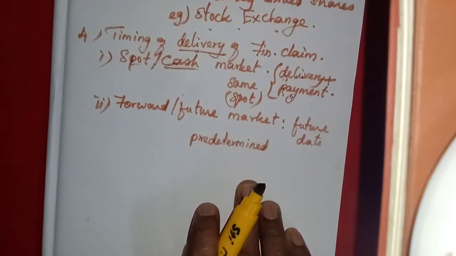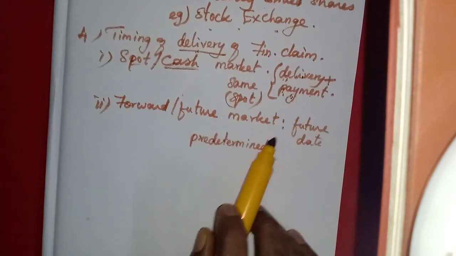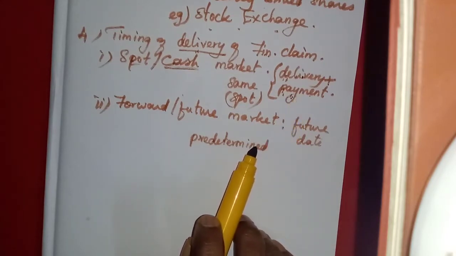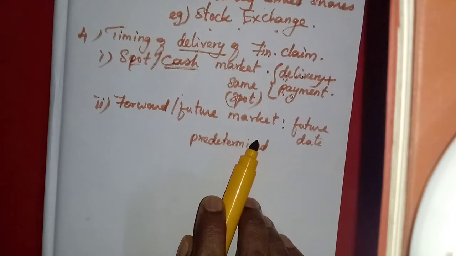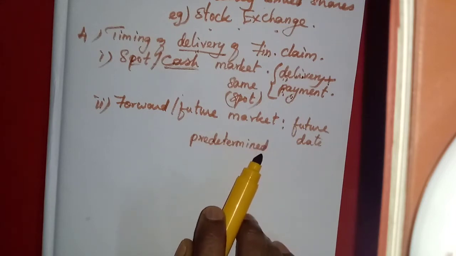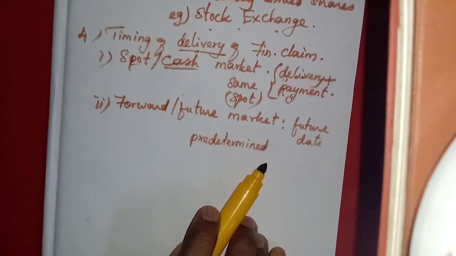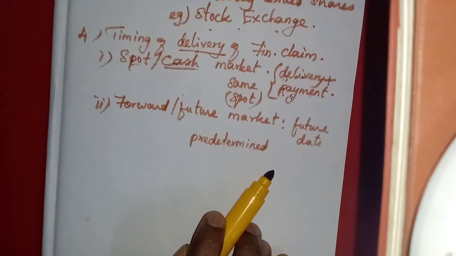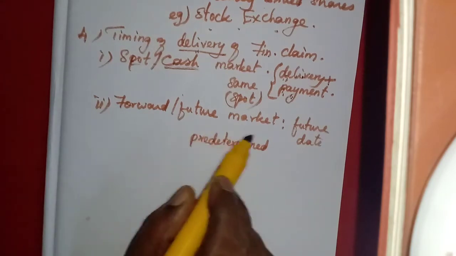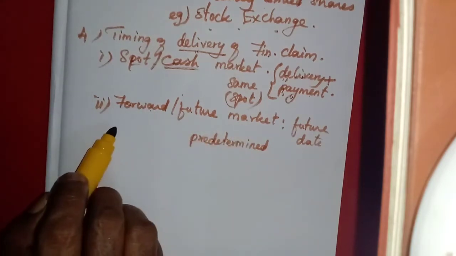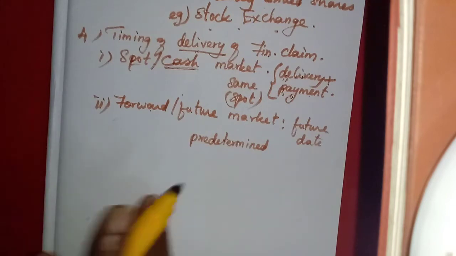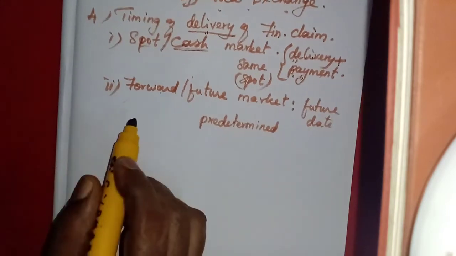So here both the delivery and payment do not occur immediately, but delivery of the instrument may take place one time and the payment may take place on a future predetermined date. So that is called the future market. It is also called the forward market. Forward, in future, they will pay.